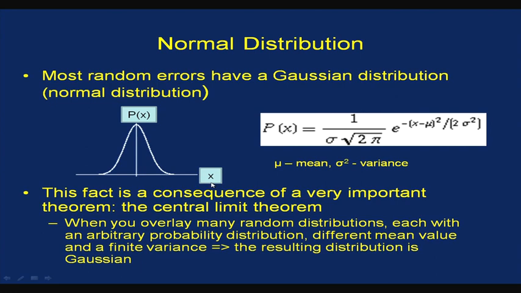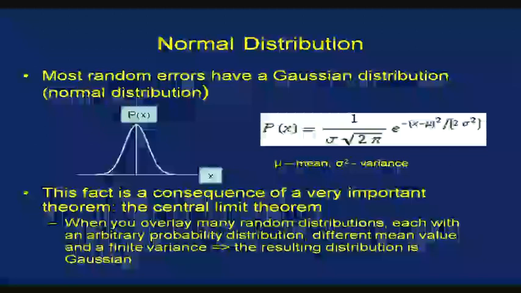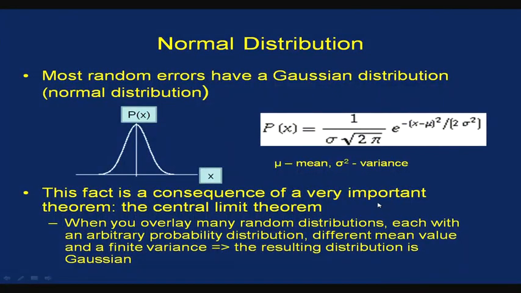The fact that most random errors may have a Gaussian distribution is a consequence of a very important theorem called the central limit theorem. When you overlay many random distributions, each with an arbitrary probability distribution, different mean value and a finite variance, the resulting distribution is Gaussian.